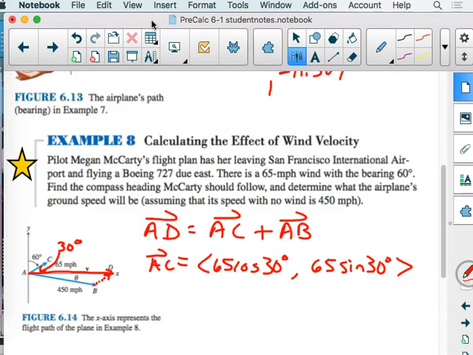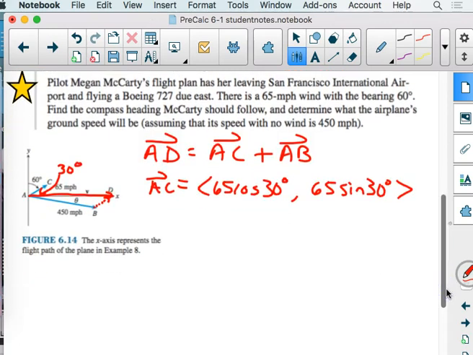All right, now I need to figure out stuff about AB. Okay. Oh, good. They gave me the magnitude. All right, so AB equals 450 cosine. Problem. I don't know what that angle is. Well, hopefully something will come up so we can figure it out. So I'm just going to have to put a little theta there for now. And 450 sine of theta.